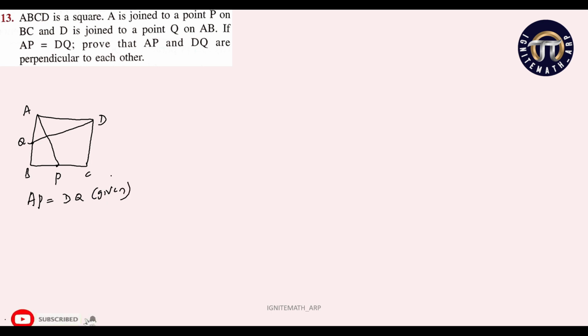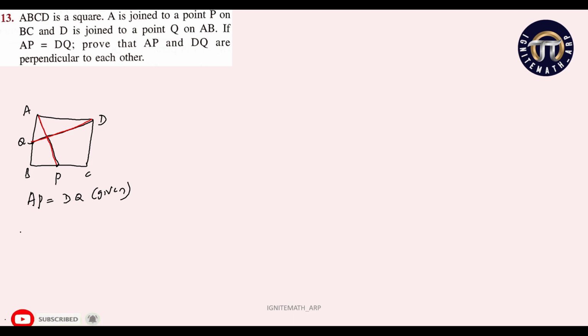So AP is this side, and this is equal to DQ, which is given. These two are equal to each other. Prove that AP and DQ are perpendicular to each other. You are supposed to prove that they meet each other at 90 degrees. Clear, children? Yes or no?